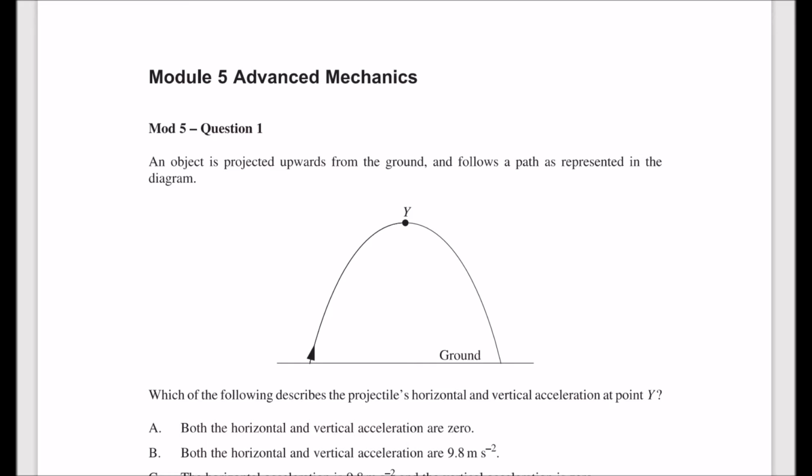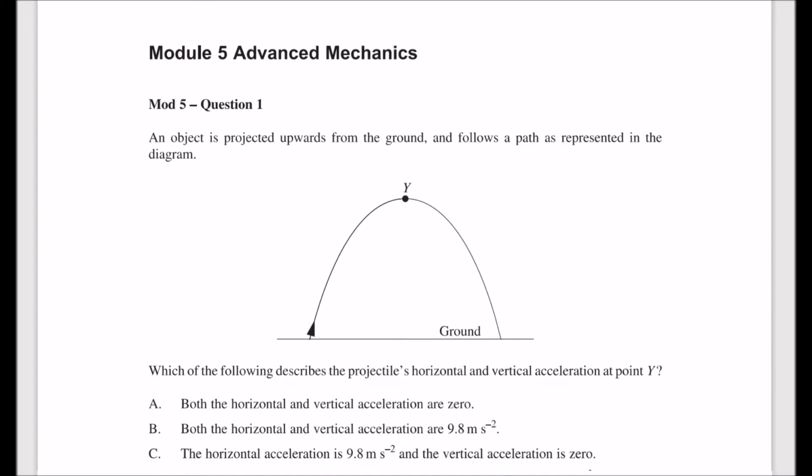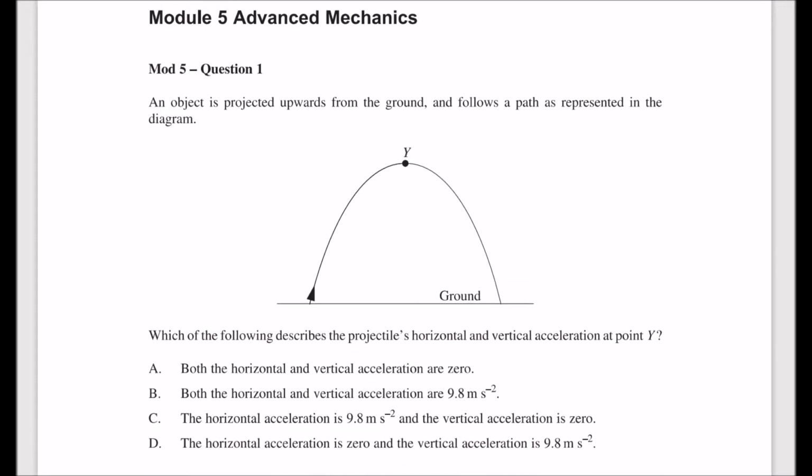Today we'll be going through a couple of questions for Module 5, Advanced Mechanics. So that's things related to projectile motion and all that. So we're just going through a set of multiple choice questions. These are the additional sample papers published by NESA, and let's go through some of them.